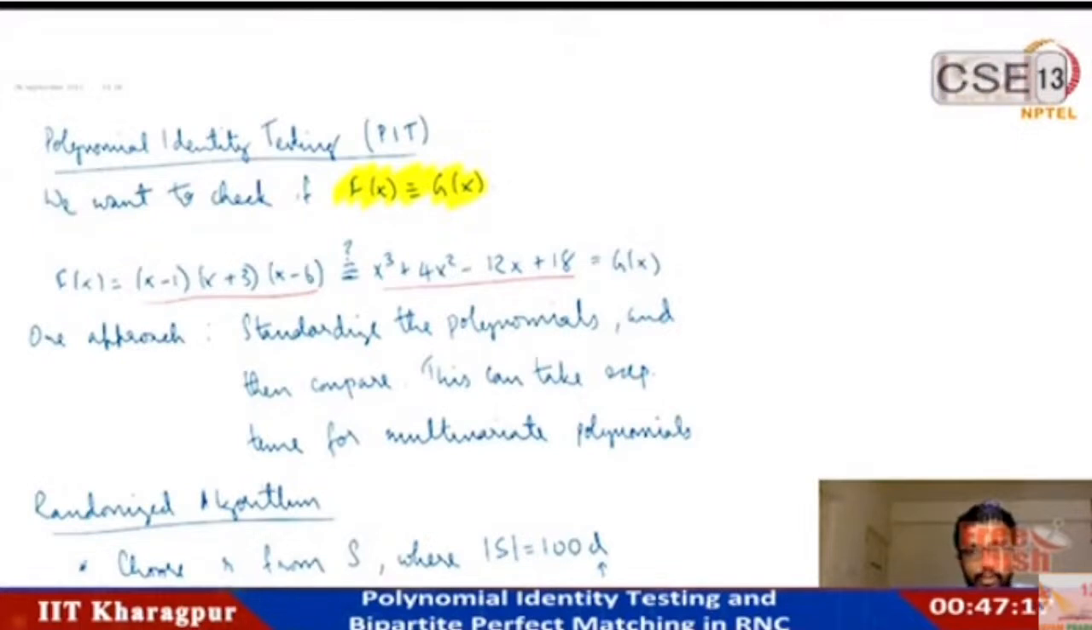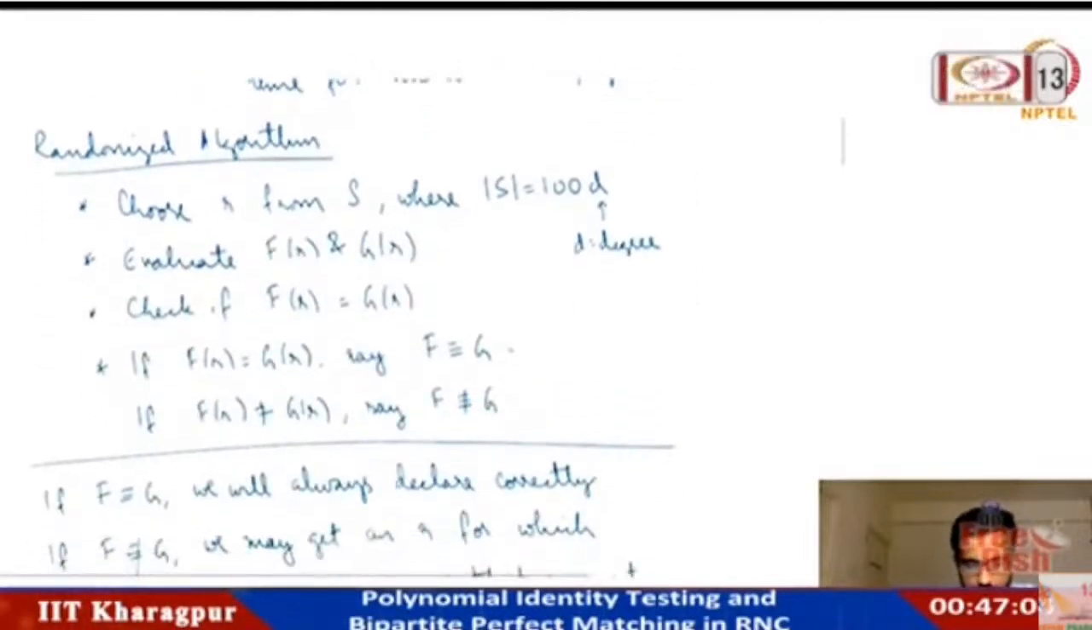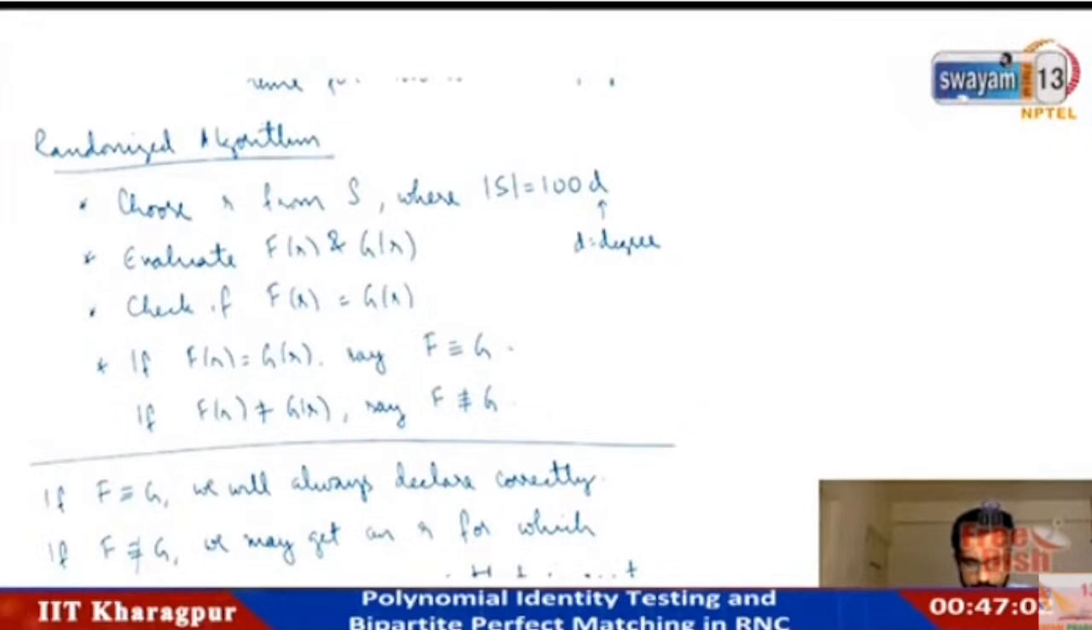When the input polynomials are single variable, then it is easy. You could just multiply x minus 1 into x plus 3 out, and this can be done efficiently, but not so in the case of multivariate polynomials. So let us try a very simple randomized algorithm. I think I touched upon this while discussing randomized algorithms, but I will just quickly go through it.